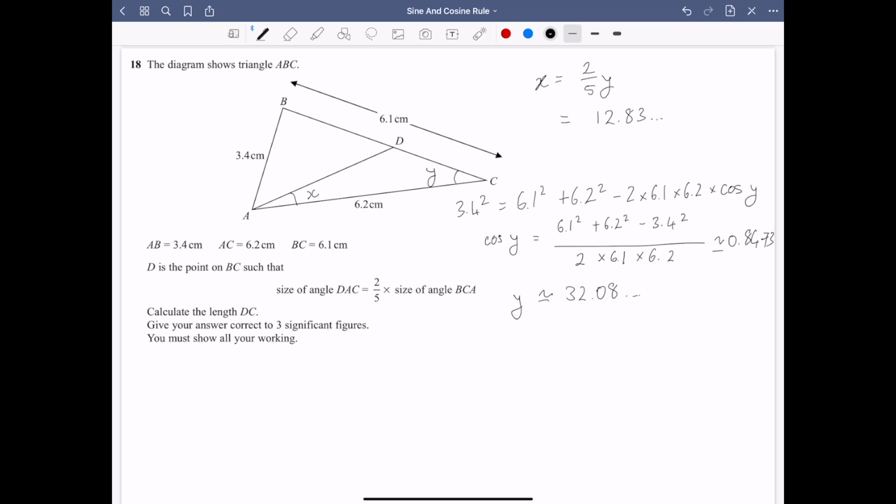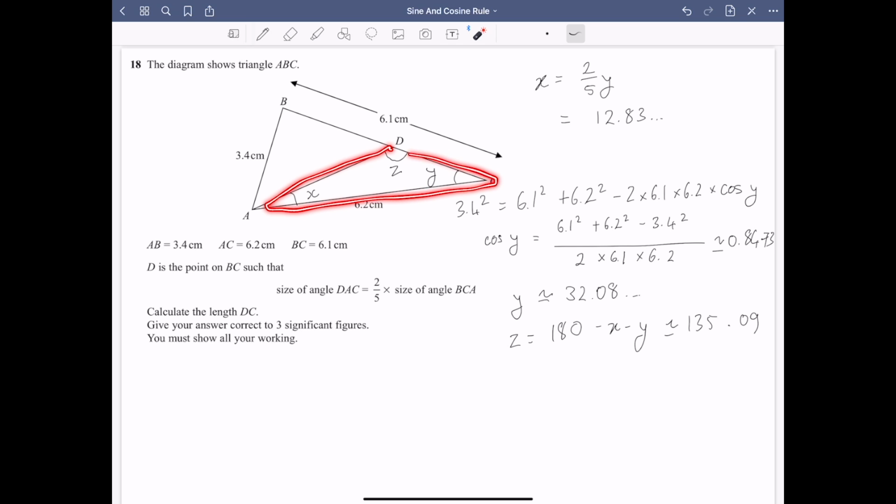And then this angle, which I'm going to call z, is equal to 180 minus x minus y, which is roughly equal to 135.09. Okay? So what have we got now? We've got this triangle, we've got all three angles, and we have one side. And what we want to know is this side. Well, now we can do it.